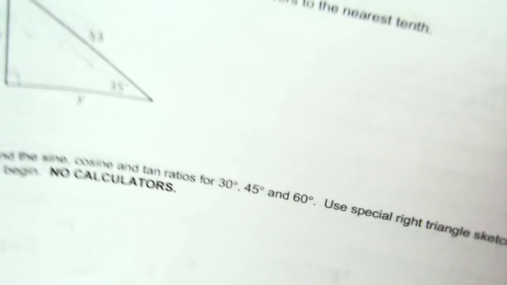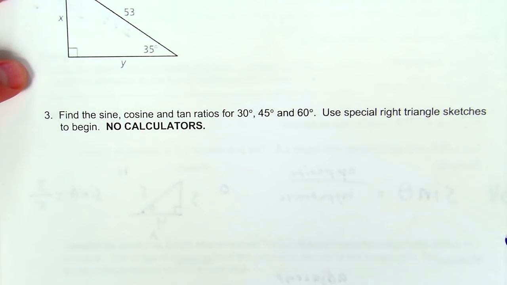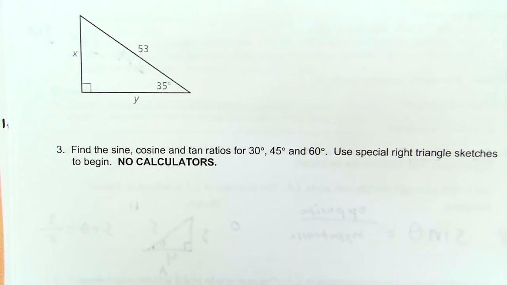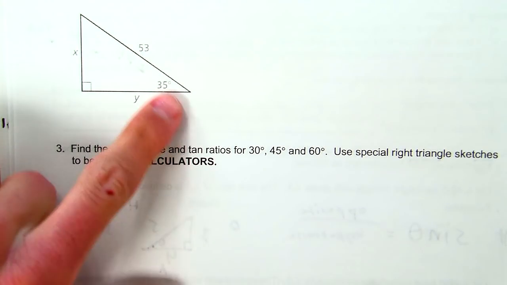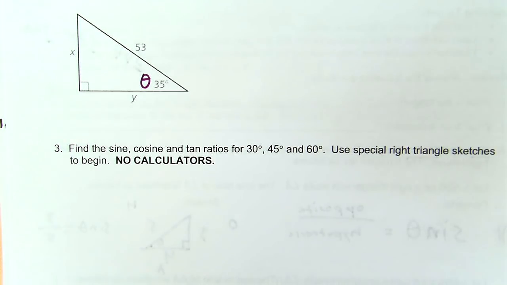All right, we'll do a couple more examples here. Number 2, find the values of x and y. Leave your answers to the nearest tenth. So, here's x, here's y. I can't use Pythagorean theorem yet because I only know 2 of the sides. Okay, but here's the angle that I know, right here. There's my theta, 35 degrees.